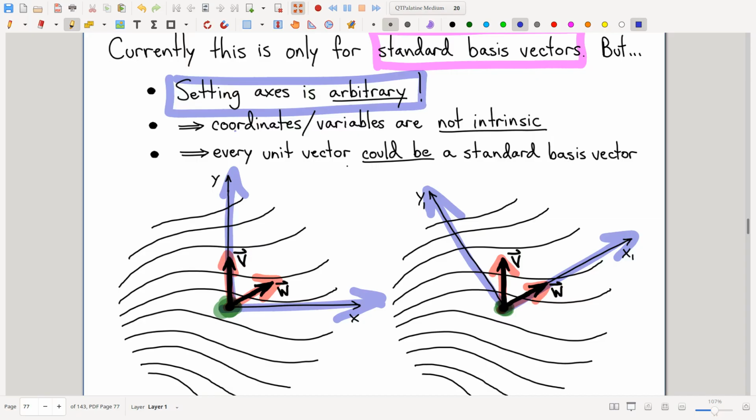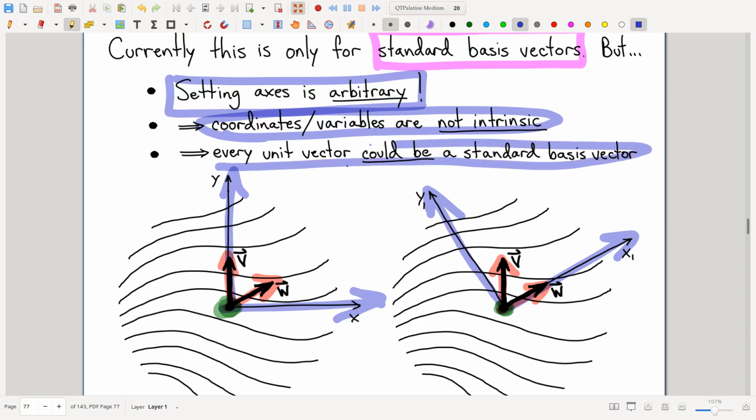So really the point here is that anything that you do with axes, such as defining coordinates, is all made up and arbitrary. There's nothing intrinsic to the situation. When you're out on a hike, you will not notice something magically happen when you're not walking exactly north anymore. No, not at all. And so, depending on how you set up your axes, every unit vector could be a standard basis vector. Just set up your axes correspondingly.